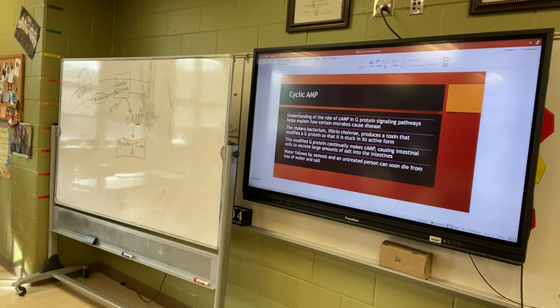So, this is what I was talking about last class. The modified G protein continually makes the cyclic AMP, causing intestinal cells to secrete large amounts of salt into the intestines. And we know where salt goes, water follows. That's diarrhea. What can you not live without? Water. Your cells need water. An untreated person dies soon from the loss of water and salt. How do you treat that? Antibiotics, because it's a bacteria that modifies the G protein, and bacteria can be killed with antibiotics.